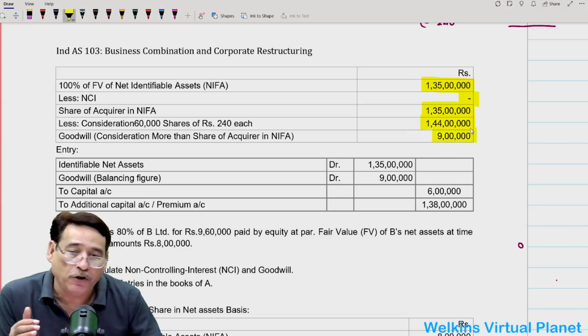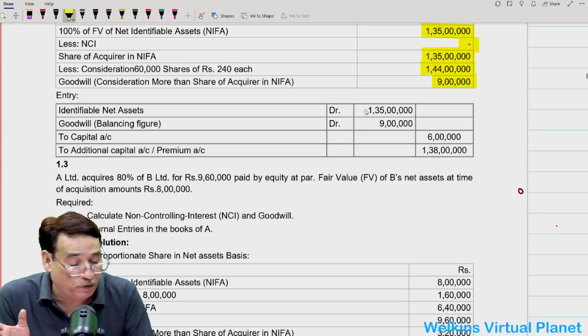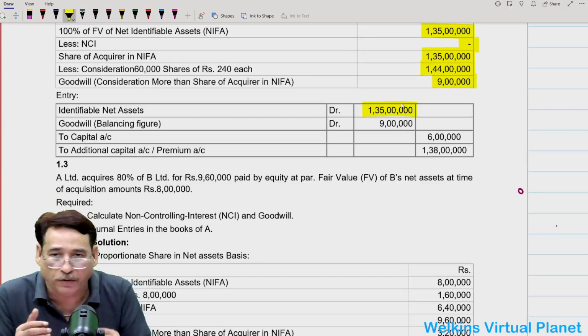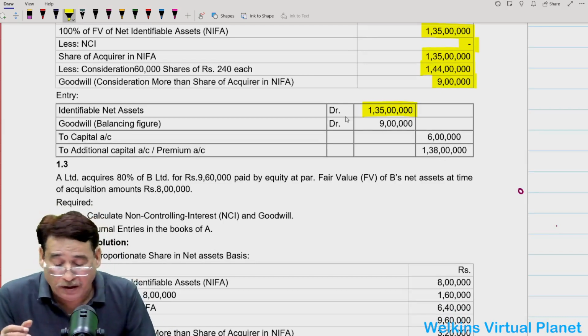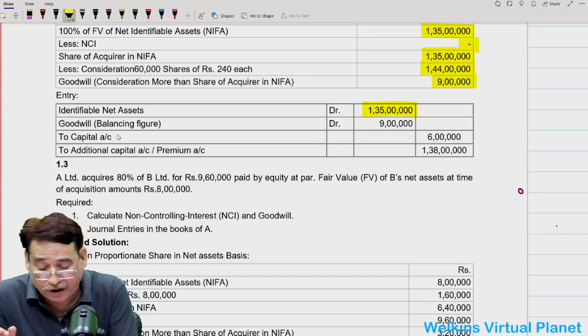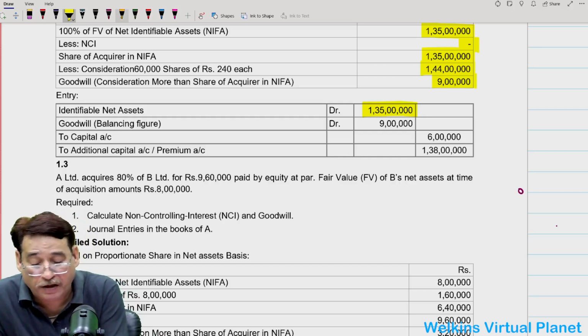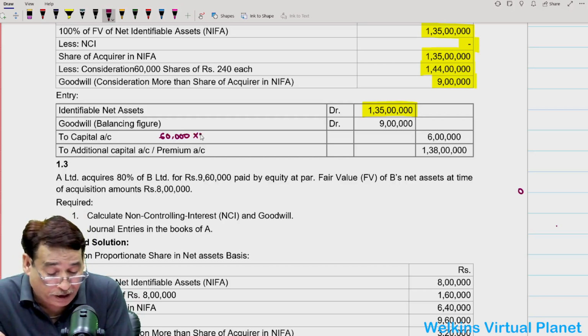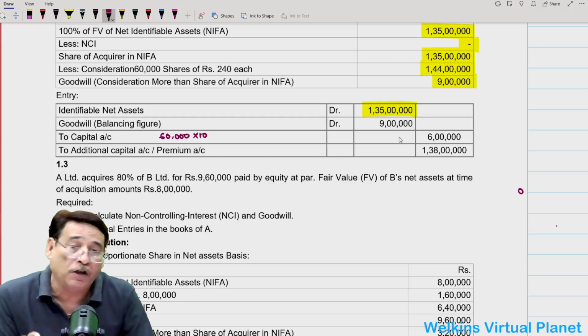Now how are you going to pass the entry in this particular case? 135 lakh worth of net identifiable asset will flow to you. Then in this case no NCI. Then here I have written 'to capital'. Why have I written capital here? Because this time we are offering shares. So 60,000 shares at the rate of 10 each. So the amount of consideration now we are putting up.